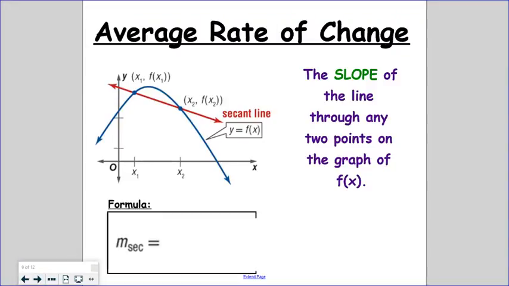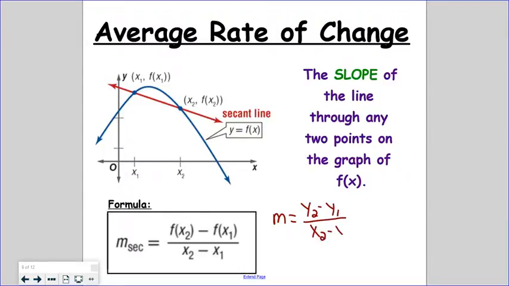Your formula in pre-calc for average rate of change looks fancy. It's your slope formula, but instead of writing y2 and y1, it uses the function notation. So it says f of x2 minus f of x1 over x2 minus x1. If you like that, great, or continue to think of it as slope: y2 minus y1 over x2 minus x1.